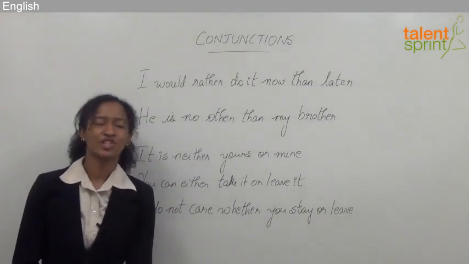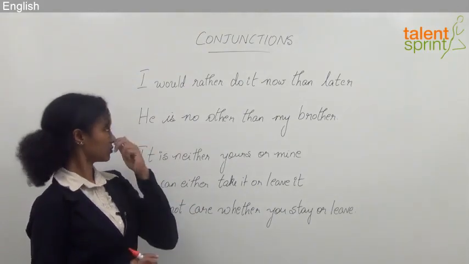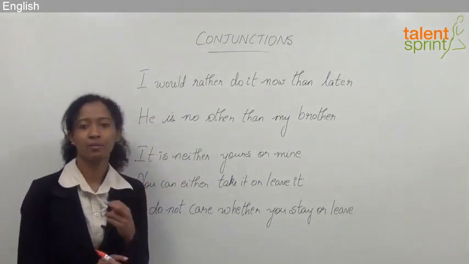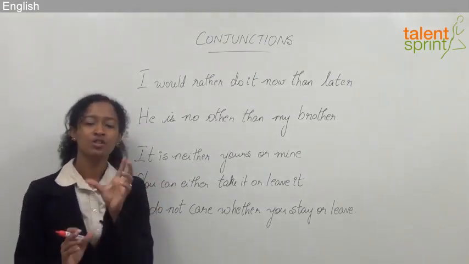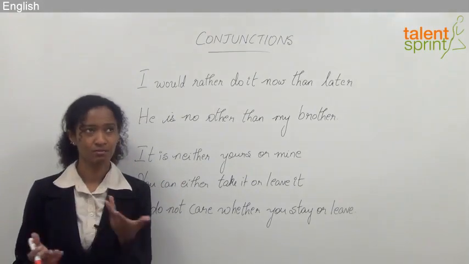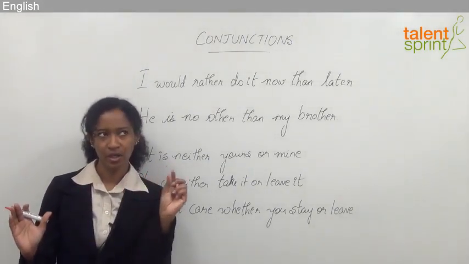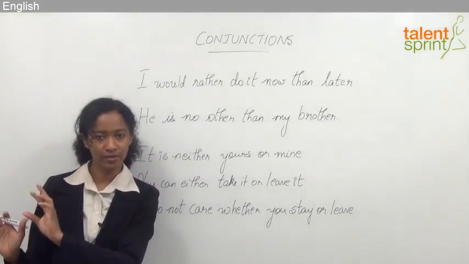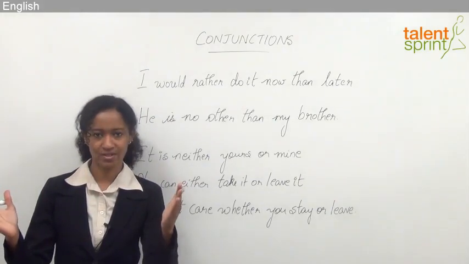Let's look at a couple of more conjunctions. I would rather do it now than later. He is no other than my brother. Now, than not only follows adjectives in the comparative. What do I mean by that? Hari is smarter than Ravi. In that sentence, smarter is my adjective. Hari is smarter than Ravi. So there, than is following the adjective and it is a comparative sentence, right?